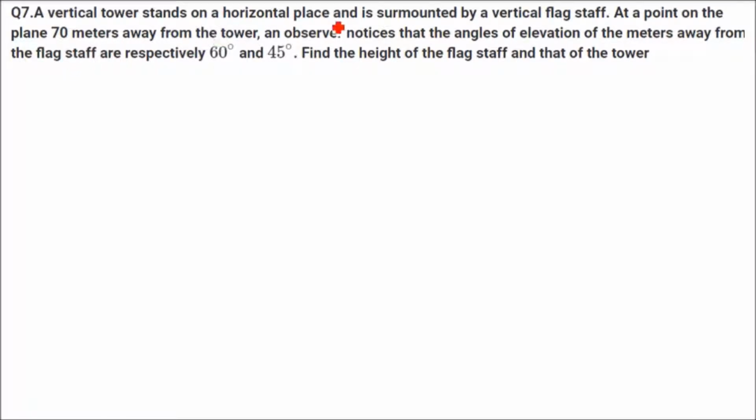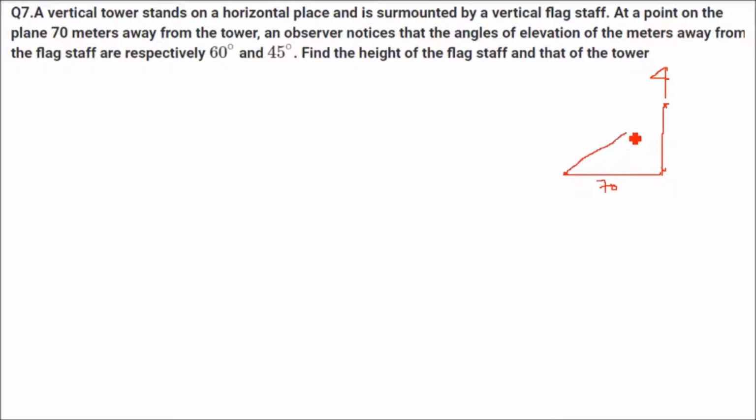A vertical tower stands on a horizontal plane and is surmounted by a vertical flagstaff. So there is a vertical tower. This is a tower, and there is a flagstaff. At a point on the plane 70 meters away from the tower, an observer, so here is an observer, notices that the angles of elevation of the top of the tower and the flagstaff are 60 degrees and 45 degrees.